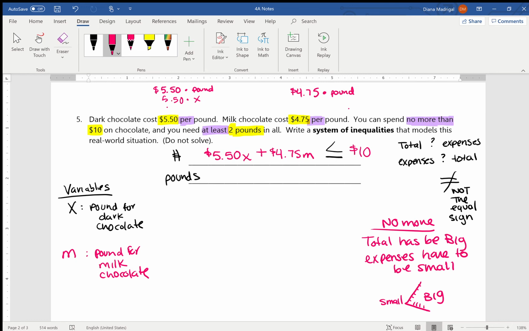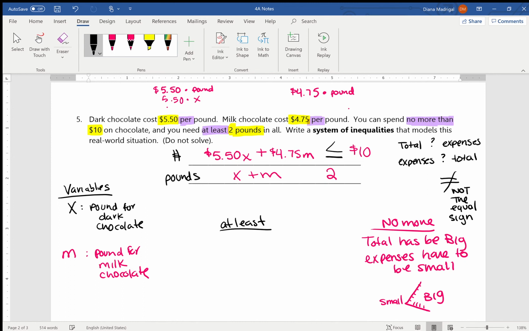All right, the next inequality is talking about pounds. Well, what kind of pounds are we talking about? Well, I even wrote the variable, sorry. X, pounds of dark chocolate, and M pounds for milk. That means that it's going to be X plus M, and the total, not the total, but at least 2 pounds. I know the total for the pounds is 2. Now let's focus on the sign. What kind of symbol am I going to use? Well, it's saying at least.